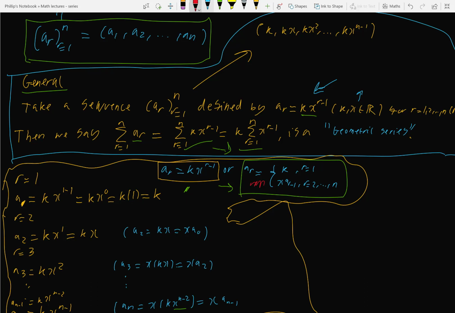Whatever the last term was, multiply it by the common multiple, then the next term multiply it by the common multiple, and that's the pattern it goes in. So x is sometimes referred to as the common multiple, such as d in an arithmetic series is sometimes called the common difference. This is also sometimes called the common multiple. So yeah, that's the gist of it.